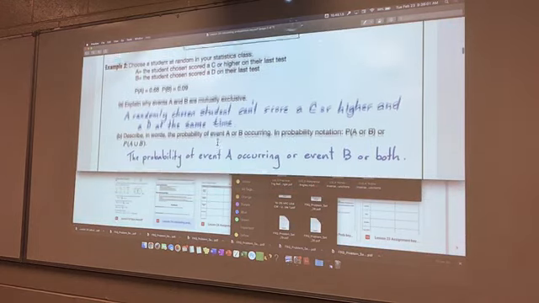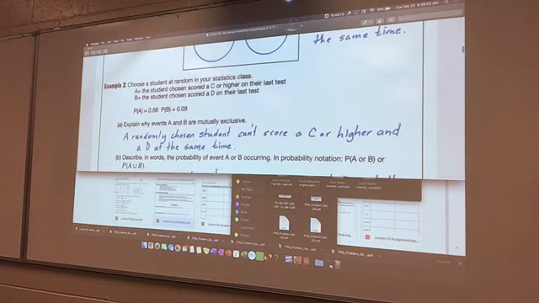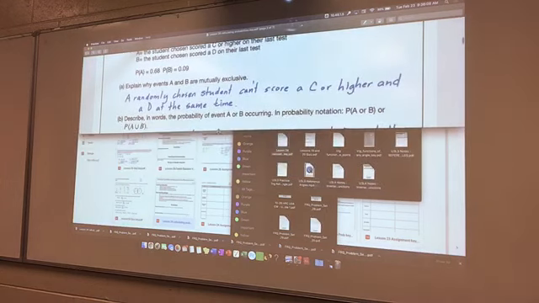Wait, which one's the opposite of mutually exclusive? The conditional? Yeah, where they are happening at the same time. So if a student scored a D or higher on their test, they wouldn't be conditional? Right, then they would not be mutually exclusive.